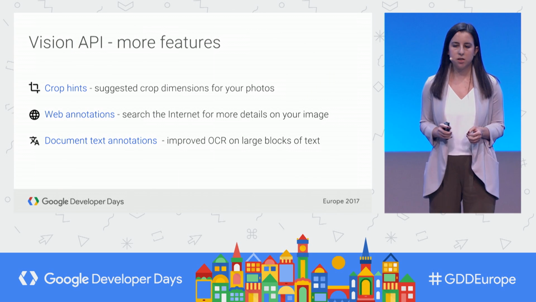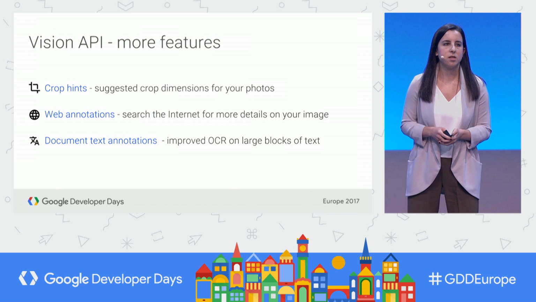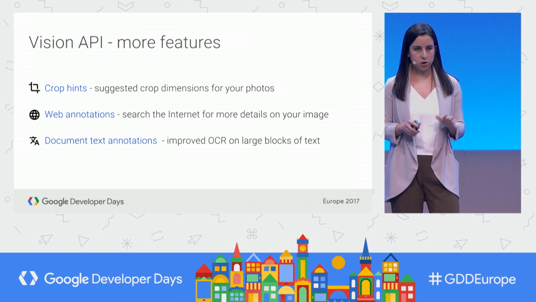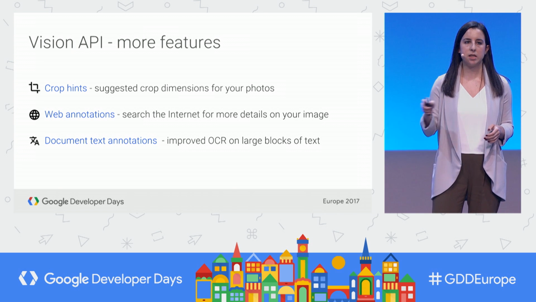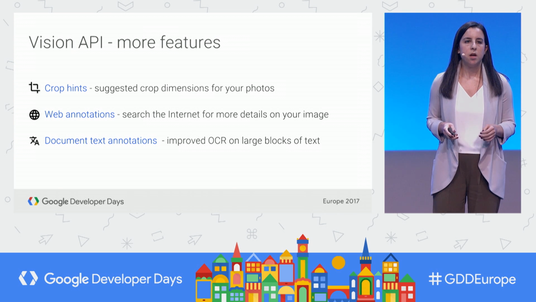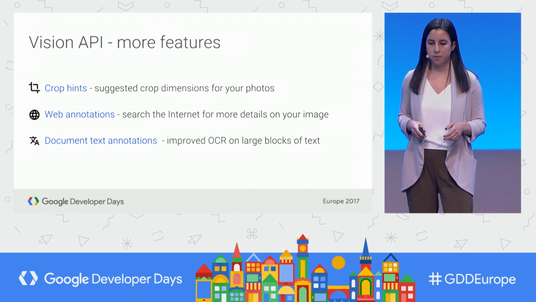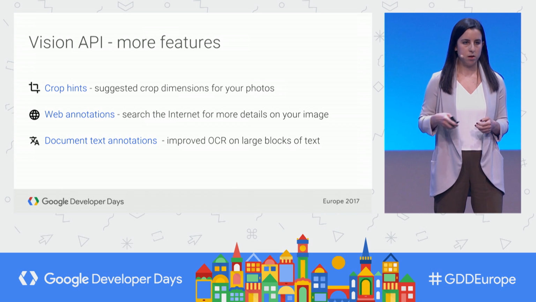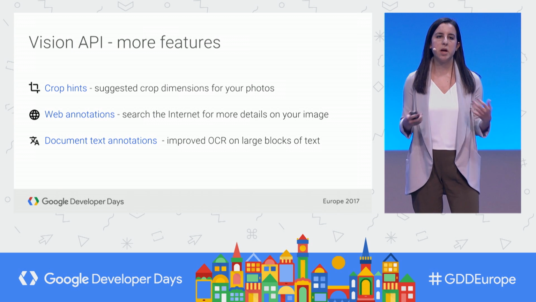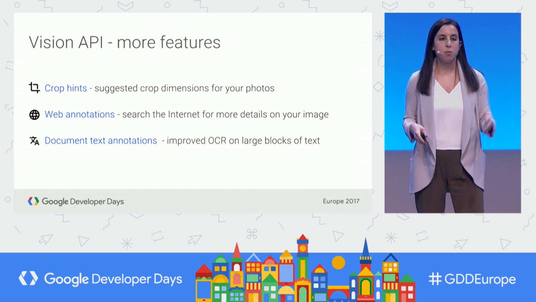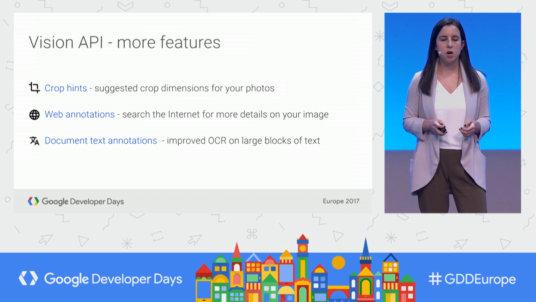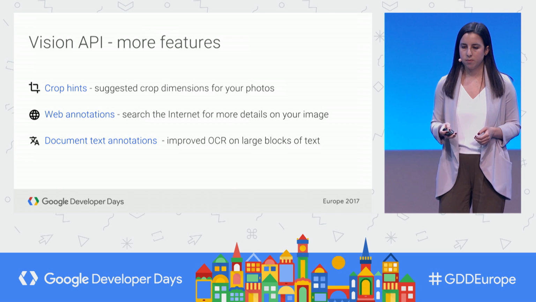We've got some additional features in the Vision API. One is crop hints, which will give you suggested crop dimensions for your photo. Web annotations will search the web for additional details on your image, and I'm going to get into that more on the next slide. And then document text annotations improves the OCR model for the API. So it's much easier for it to identify text in large blocks of text. So if you have an image of a menu or a business card, it can break your text down into paragraphs, words, and symbols.